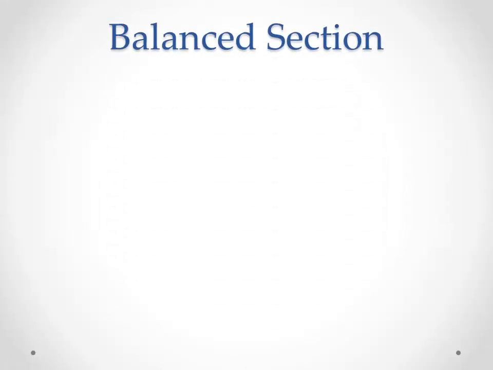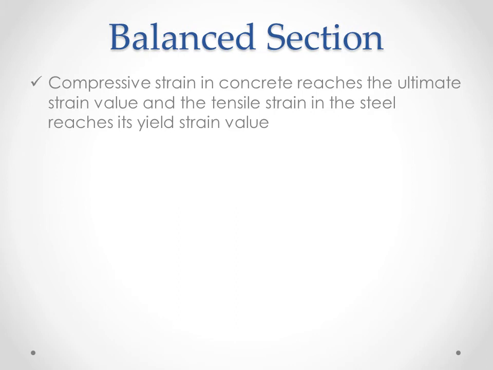Now let's look into each section. Like I mentioned with the 3 cases, we've checked the ratio value condition. Now we're going to check the corresponding moment of resistance condition. Okay, now what is balanced section? When the area of steel is provided in such a way that the compressive strain in concrete reaches the ultimate strain value and the tensile strain in the steel reaches its yield strain value simultaneously. That means both the values will be same in balanced section.